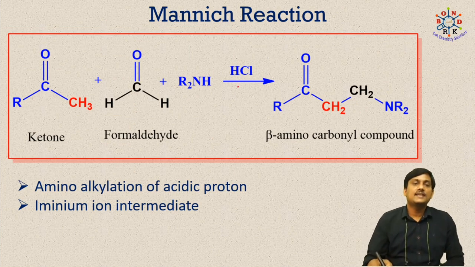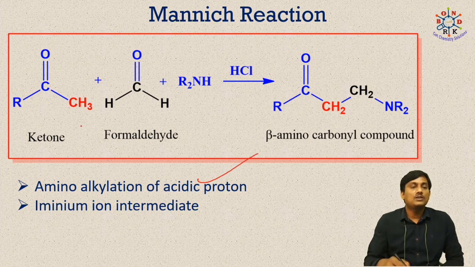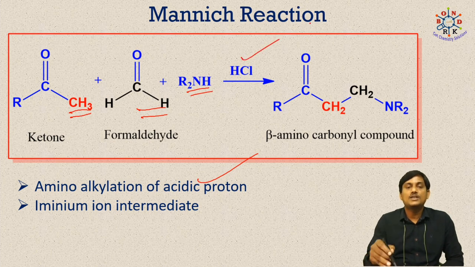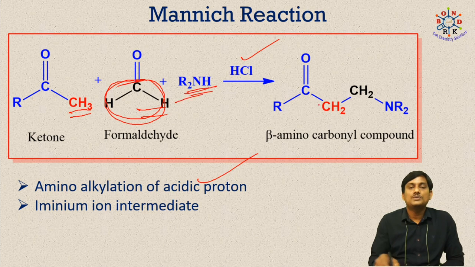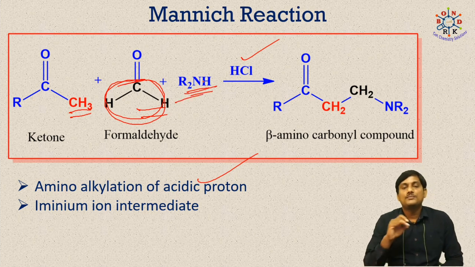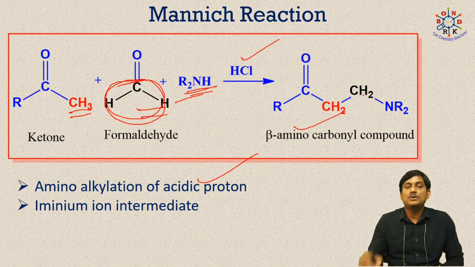Mannich reaction is an aminoalkylation of acidic proton containing molecules. In this case, the ketone RCOCH3 has an acidic proton. When you treat it with formaldehyde and the secondary amine R2NH in acidic condition, there is an aminoalkylation. Simply, in place of hydrogen, there is an insertion of CH2 and R2N. So finally, you will get the beta amino carbonyl compound.